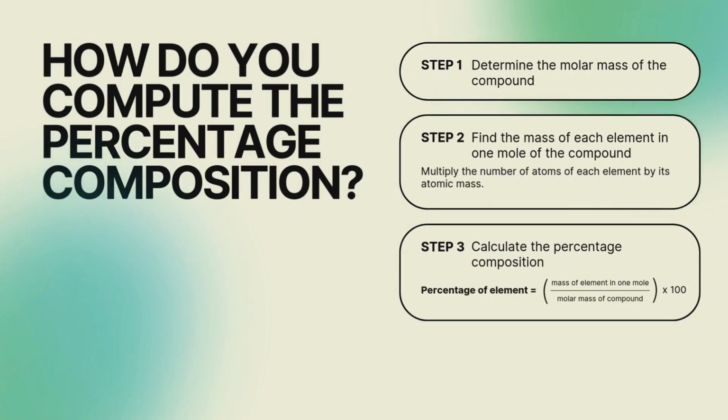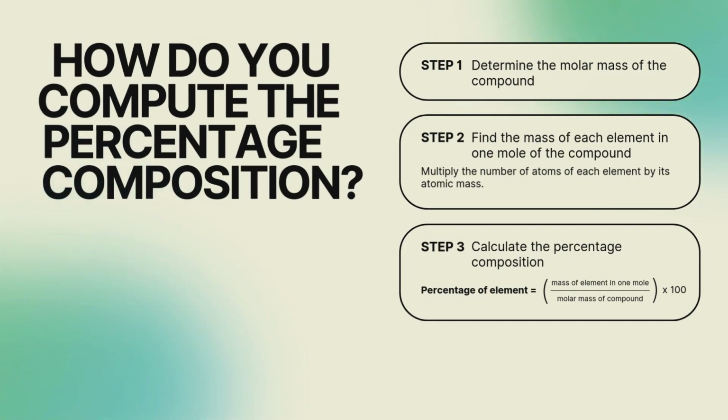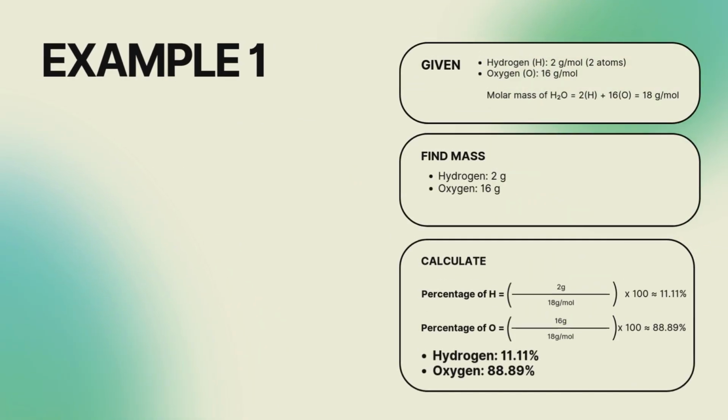First, we determine the molar mass of the compound. Then we multiply the number of atoms of each element by its atomic mass. Lastly, we calculate the percentage composition by dividing the mass of the element in 1 mole by the molar mass of the compound and multiplying by 100. Here are a few examples as shown.